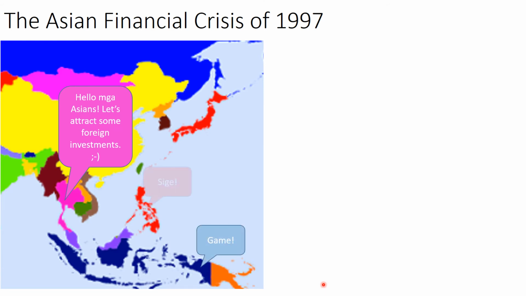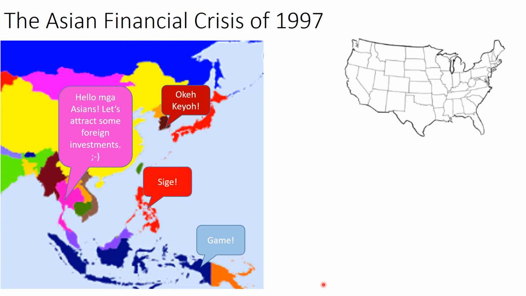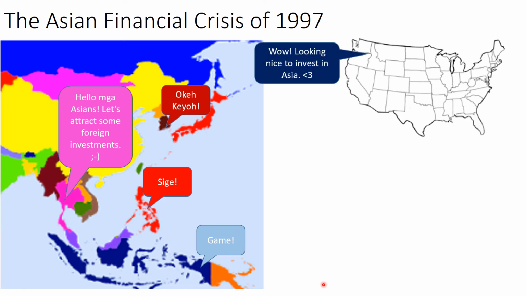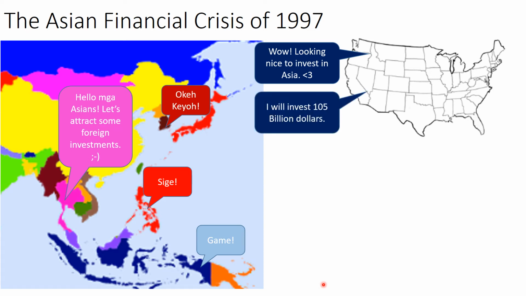Nice, okay ang Indonesia, okay pud ang Pilipinas. Yeah, okay ra pod ang Korea, okay kaayo. Anya, after they see na naay mga attractants from foreign investors, they say, "Oh, looking good to invest in Asia." Heart emoticon. And then, "Oy, I will invest $500 million." Anya, pag-invest ani, ni-boom ang real estate market sa Thailand.